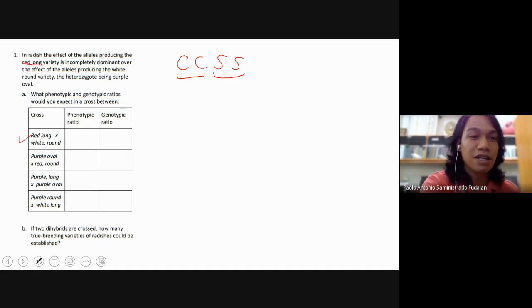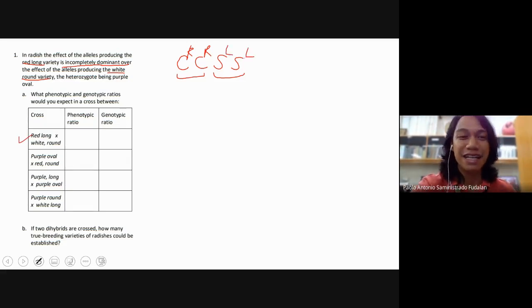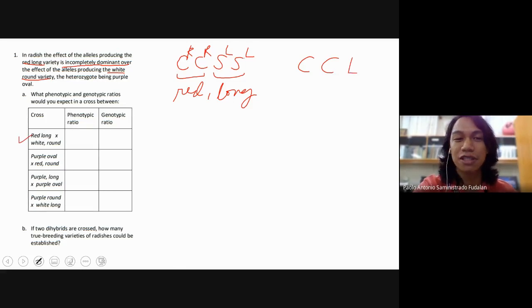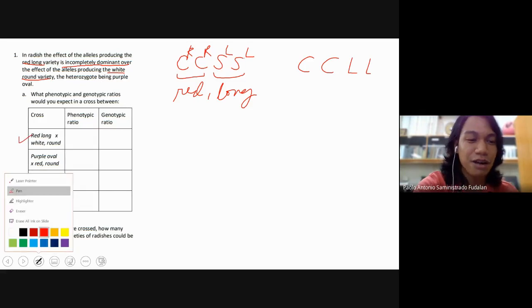Red and long are incompletely dominant over white and round variety. So we have red long and white round as the true breeding. So meaning to say, if this C and C would be R and R, this one will be a red colored radish. And if our S and S here will be L and L, this will be a red and a long radish. So if we are going to represent our white and round, how will that look like in terms of letters?